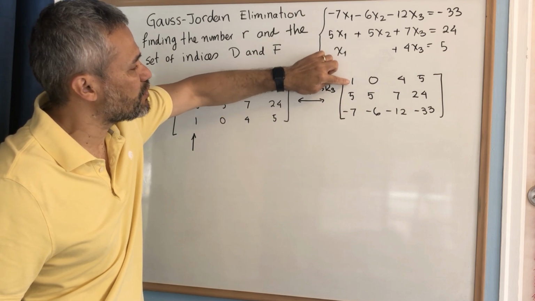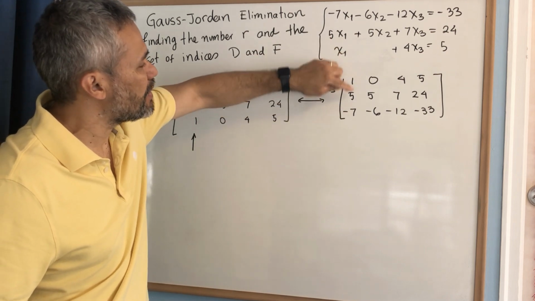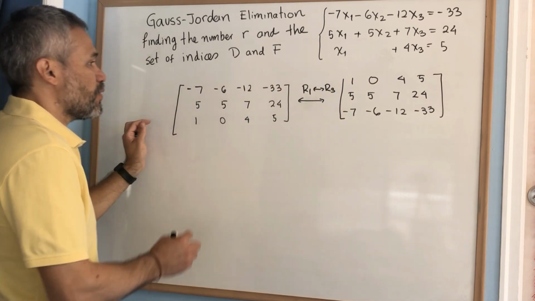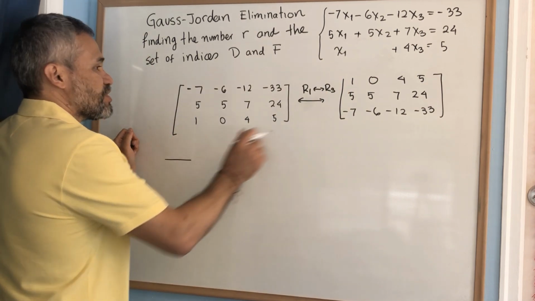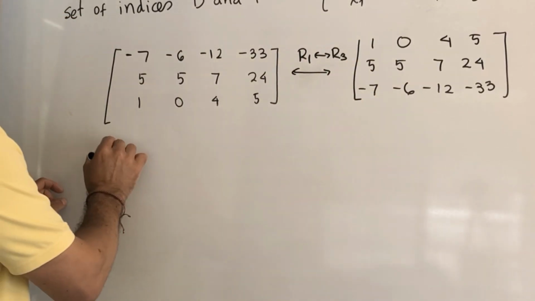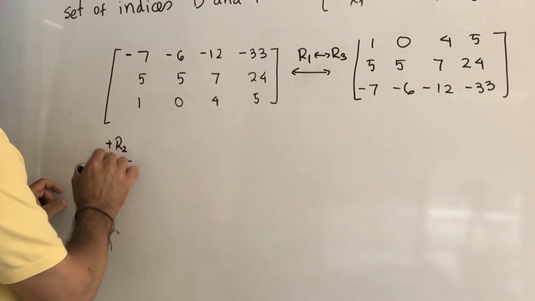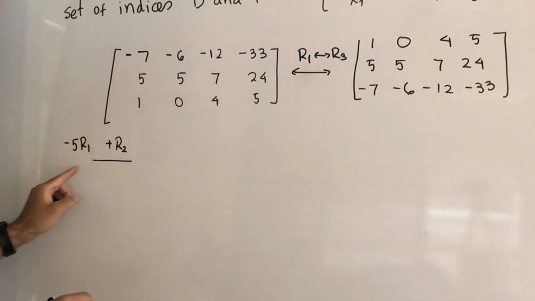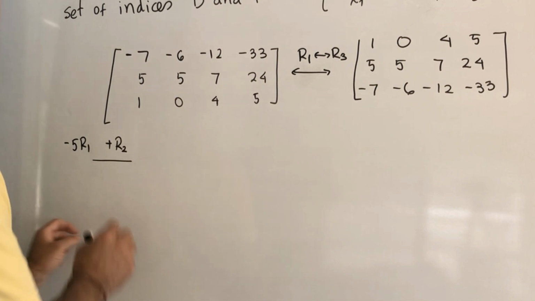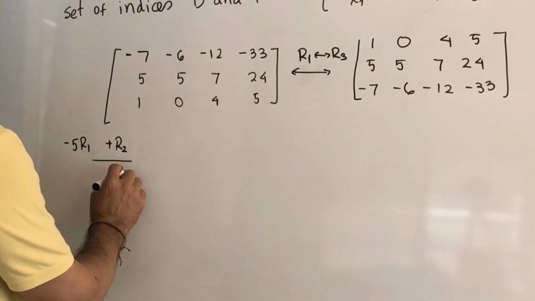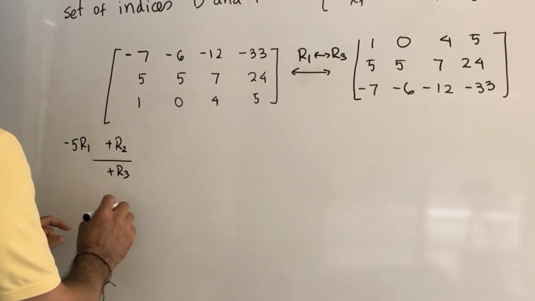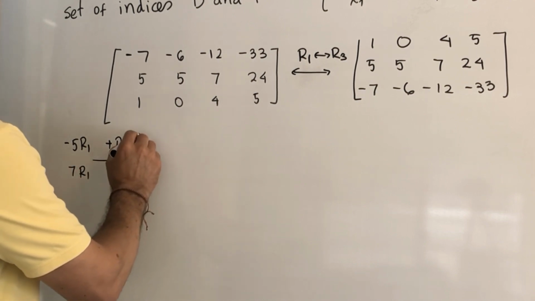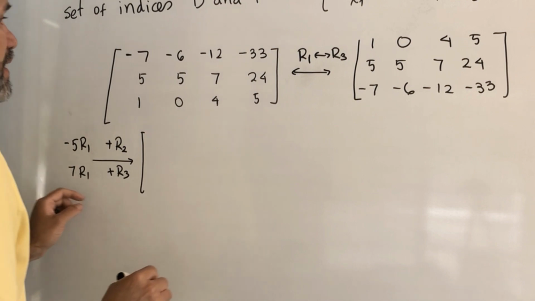We have to use the pivot to put zeros for the rest of the entries in that column. Then to do that, we will change row 2, and we will change it with row 2 minus 5 times row 1. Right? And to put a 0 here, I will change row 3, and I will add to row 3 7 times row 1. Then we get the matrix.